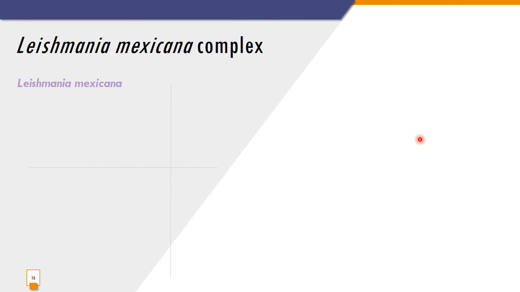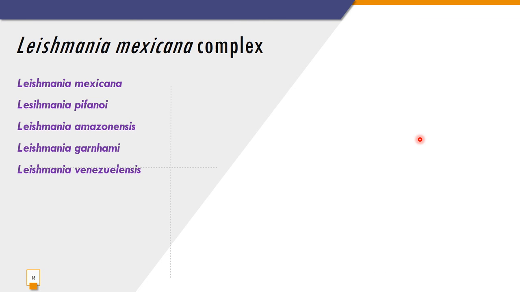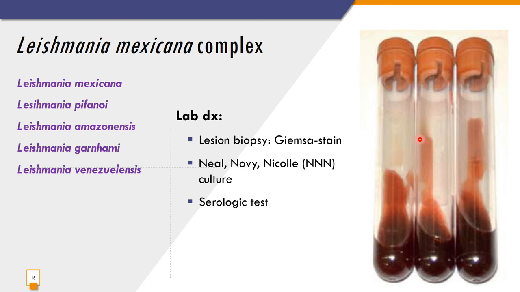So, the third group is the Leishmania mexicana complex. Under this group belong Leishmania mexicana, Leishmania pifanoi, Leishmania amazonensis, Leishmania venezuelensis, and Leishmania garnhami. The definitive diagnosis of disease caused by members of the Leishmania mexicana complex is made by demonstrating the amastigote form in Giemsa-stained preparation of lesion biopsy material.